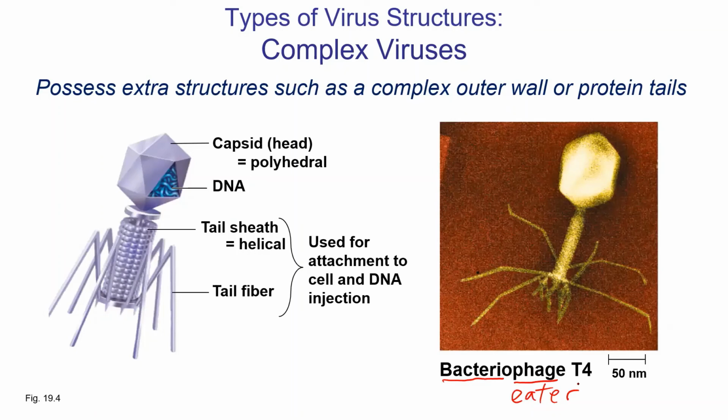This is a virus that will infect E. coli and other bacteria. If you take a look at this part here, the head is just a polyhedral virus. It has DNA, and there's the protein coat, the capsid, but it has this big tail structure on it, which is actually a helical structure, and then these tail fibers. You can imagine this is like a Mars lander, landing on the planet and crawling around.